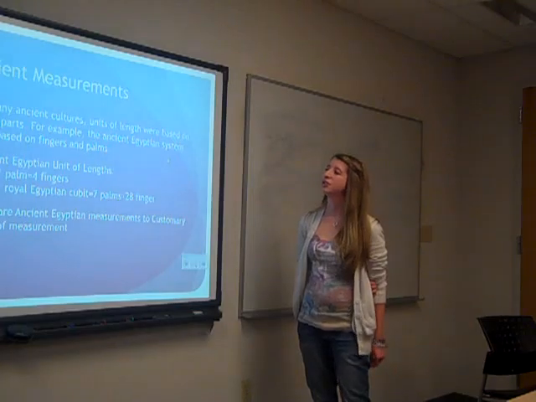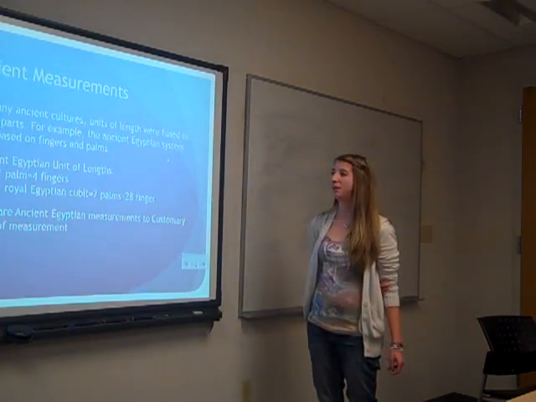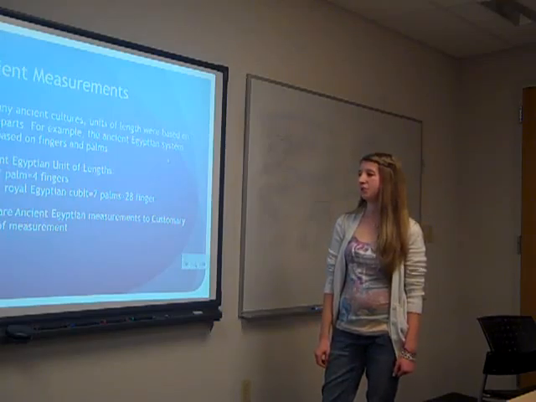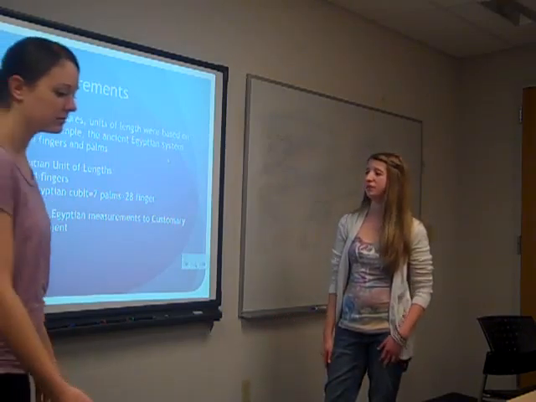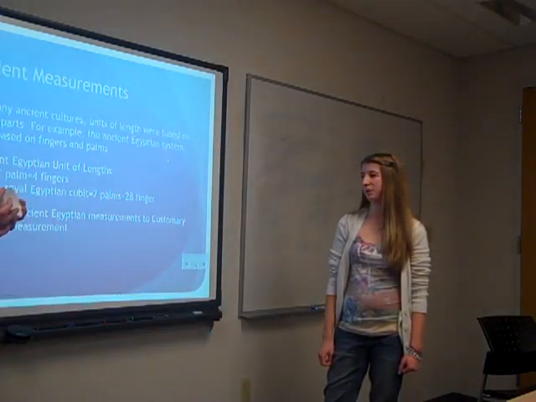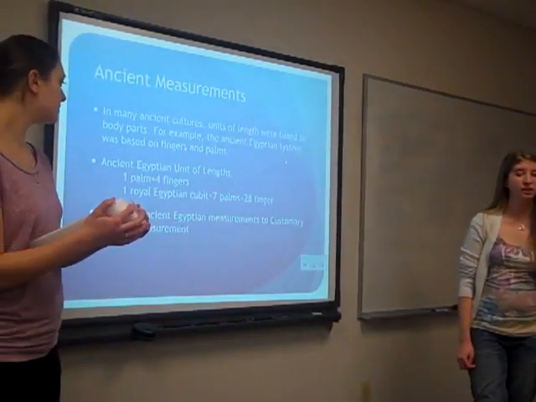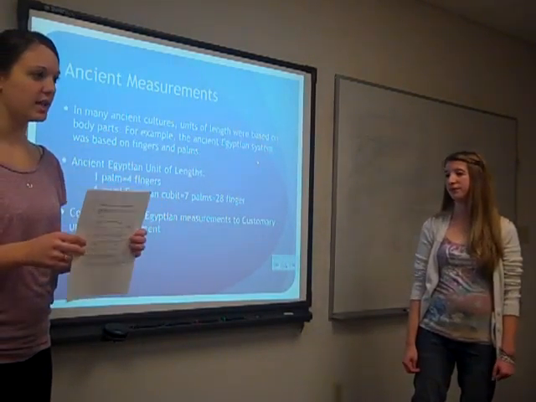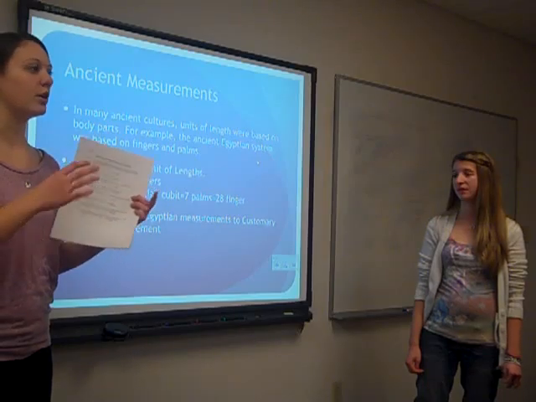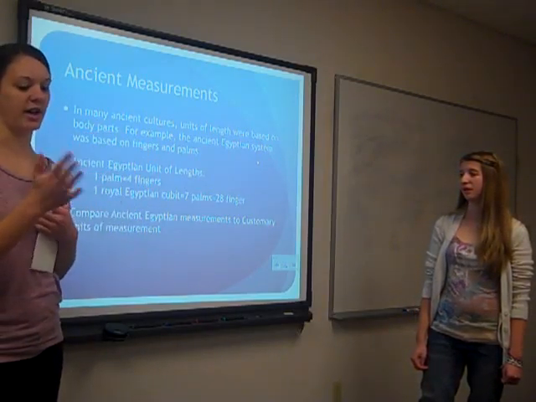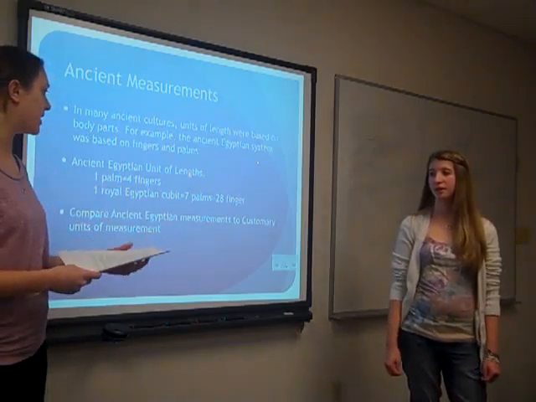In many ancient cultures, units of length were based on body parts, like we just said, like with the Egyptians. In the ancient Egyptian units of length, 1 palm is 4 fingers, and 1 royal Egyptian cubit was 7 palms, which was 28 fingers. And we have a really cool activity that you can use to help your students understand how it progressed from the Egyptian units, where they used their body parts, to today.